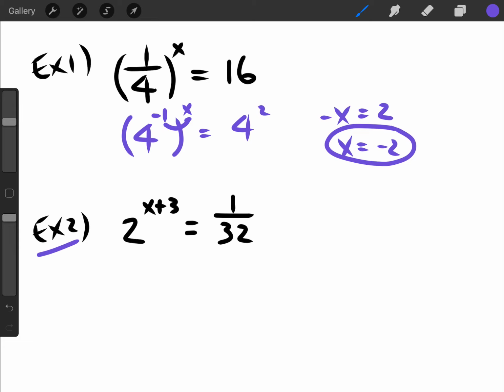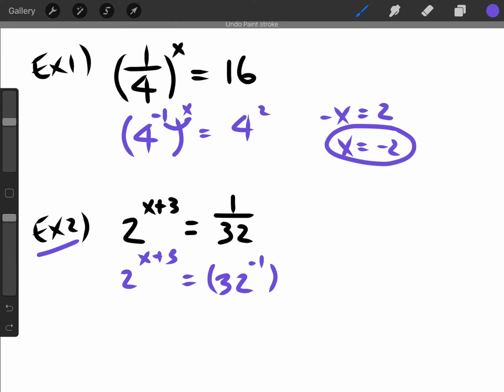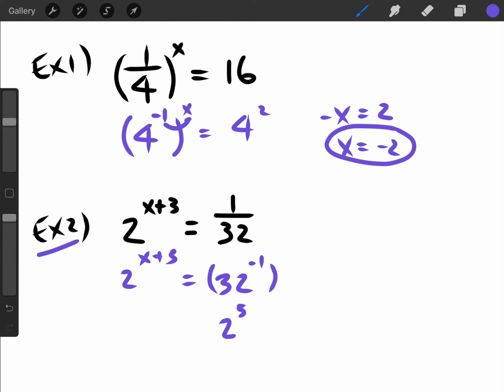On example number 2, let's change the 1/32 to a non-fraction. So you're going to write 32 to the -1. Now how do you rewrite 32 in a base of 2? You want to make sure they're the same base, right? So make sure you can write 32 in a base of 2. So 32 is going to be 2 to the 5th power. But do not forget about that -1 out there.